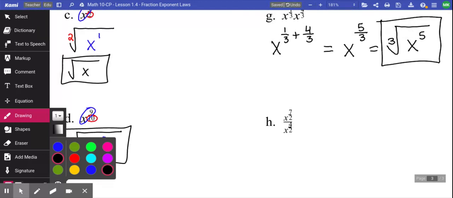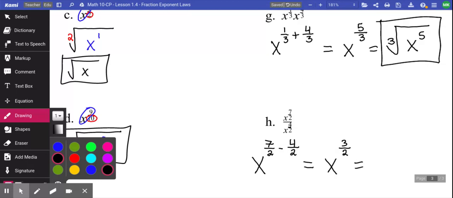The last one, this will be a subtraction question. So it'll be x to the power of 7 over 2 minus 4 over 2. Same idea. If you have 7 halves, which is what divided by 2 is, 7 halves of something minus 4 halves of something, you have 3 halves of something. So it's still divided by 2. The top numbers subtract, the bottom number stays the same. As a radical, that becomes the square root of x cubed.